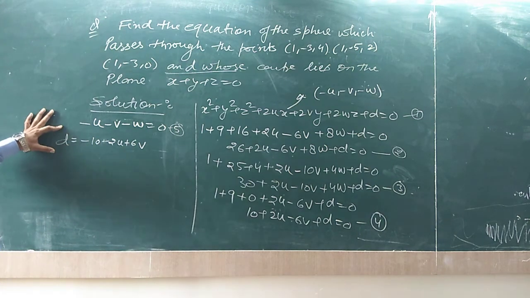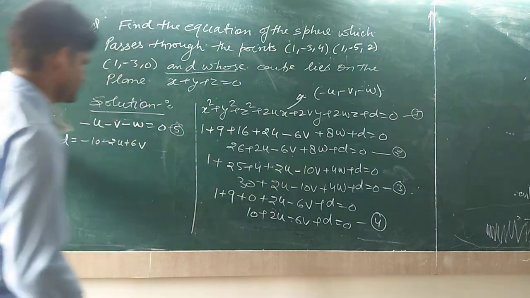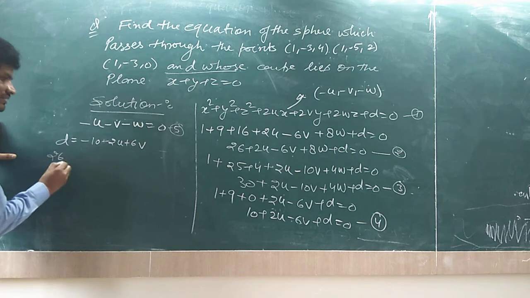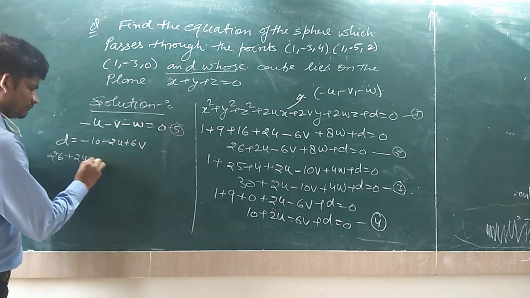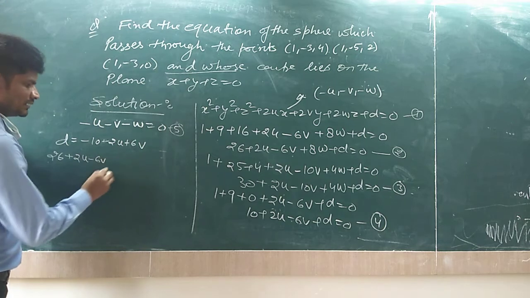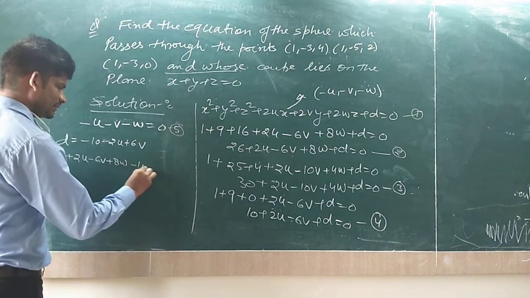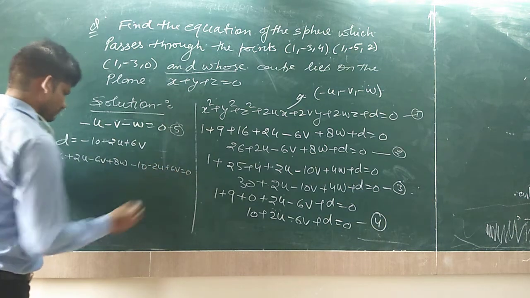And putting the value of d in equation number 2 and 3, we get, from equation number 2, 26 plus 2u minus 6v plus 8w plus d, with d equal to minus 10 minus 2u plus 6v, equal to 0.